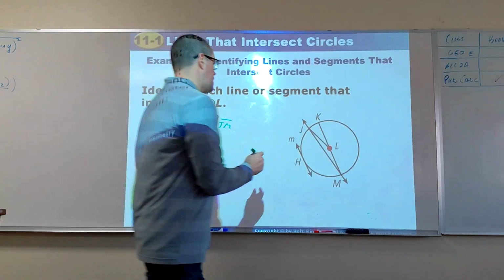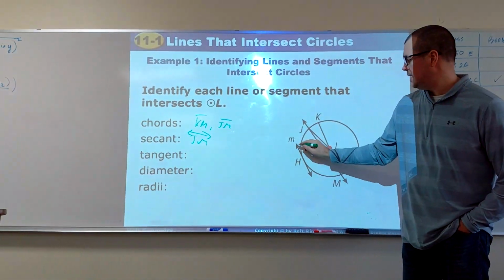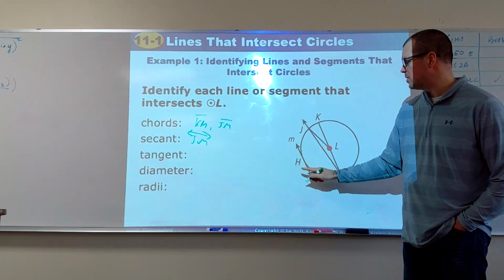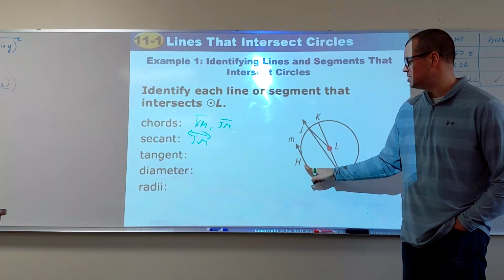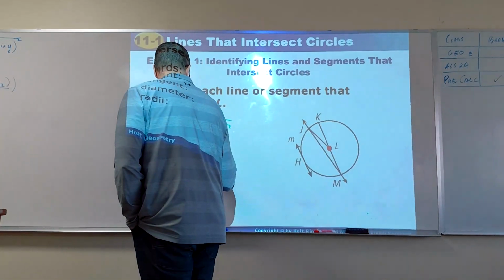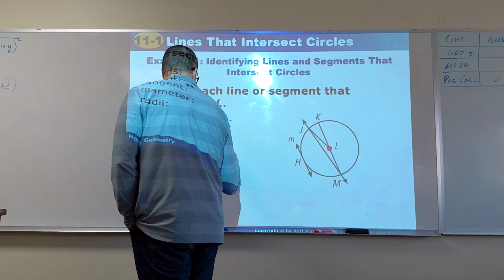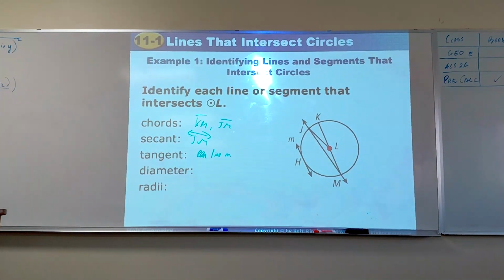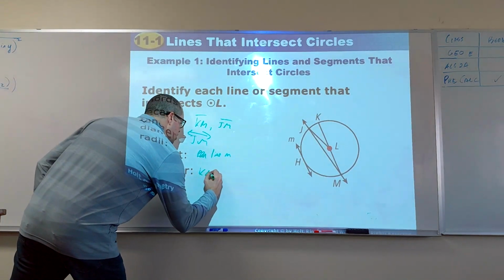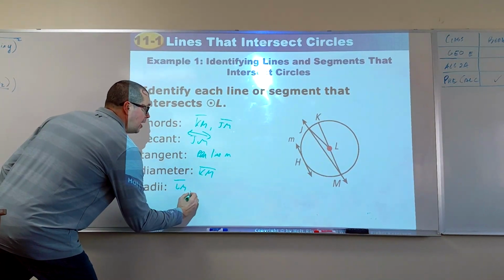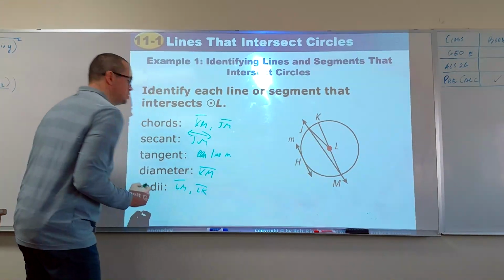Tangent. All right, this is our only tangent line. But there's only one capital and one lowercase. This capital is indicating the point of tangency. This M is what is, so line M is what is showing you the tangent. Okay, diameter then, KM would be a diameter because it goes through the center. And then you got a whole bunch of different radii there, LM, LK, so on and so forth.